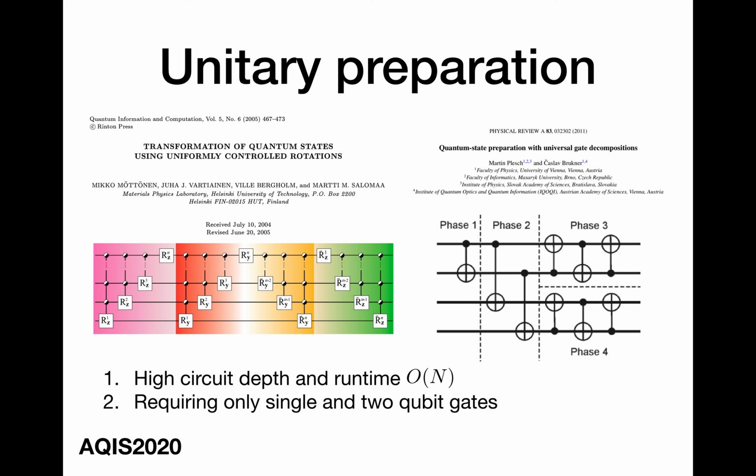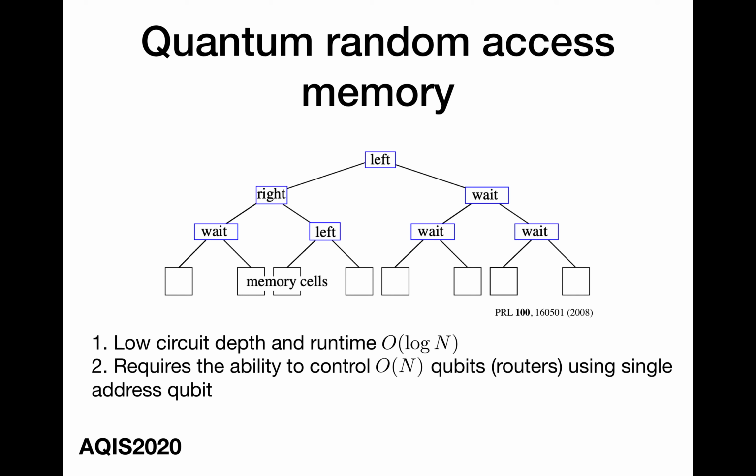Conventionally, one may prepare a quantum state with a set of local unitaries, such as single qubit gates and CNOT gates. These methods typically have a circuit depth and runtime of O(N), but require only single and 2 qubit gates. And if quantum random access memory is available, the preparation can be much faster, with runtime and circuit depths reduced to O(log N).